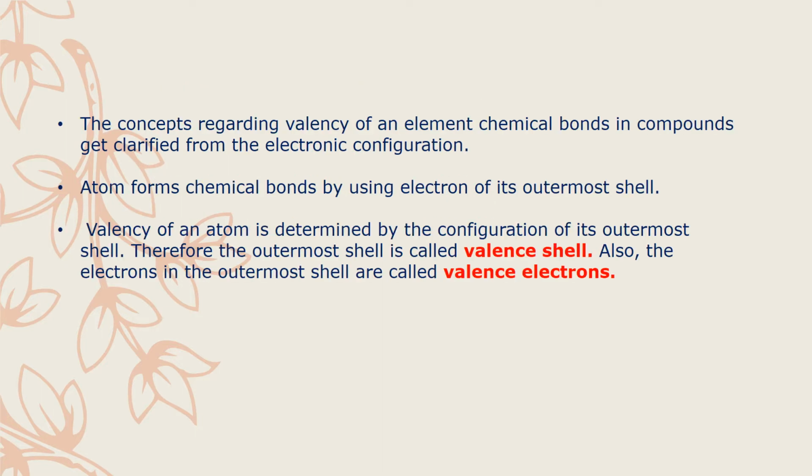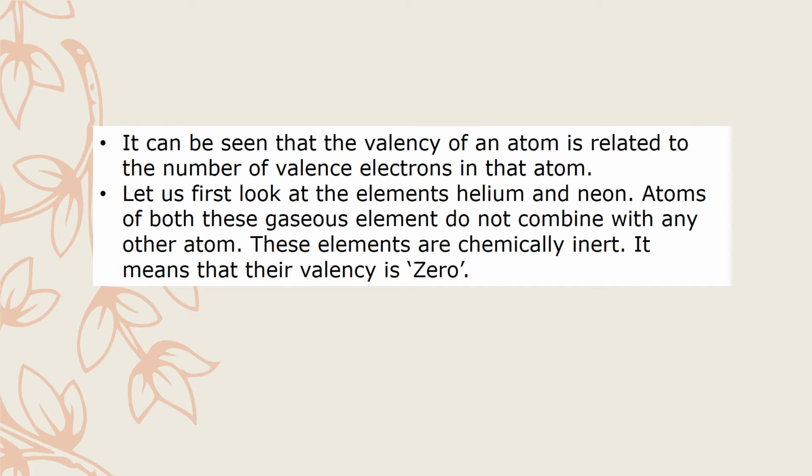Now these concepts regarding valency of an element in chemical bonds in compounds get clarified from the electronic configuration. An atom forms chemical bonds by using electrons of its outermost shell. So the valency of an element is determined by the configuration of its outermost shell. Therefore the outermost shell is called the valence shell and the electrons in the outermost shell are called valence electrons. The valency of an atom is related to the number of valence electrons in that atom.